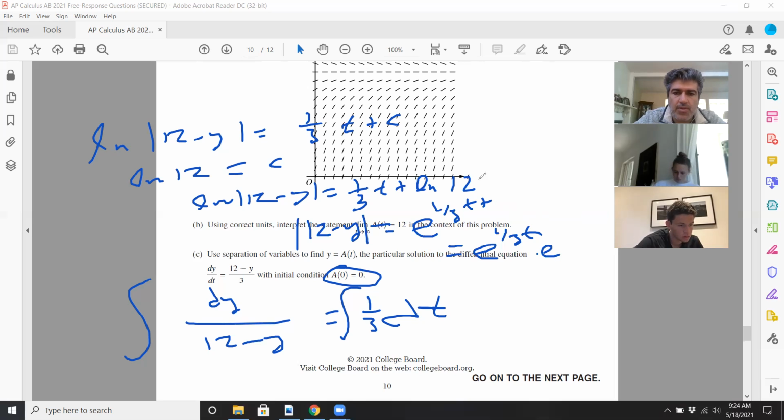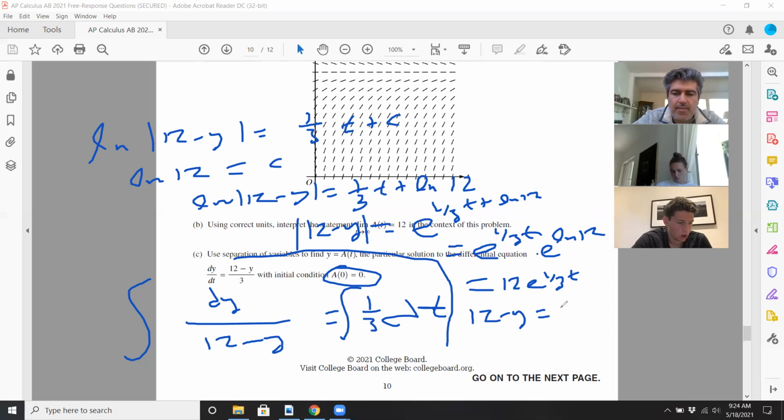Sorry about that. Natural log of 12, which of course is just 12. So you get 12 e^(1/3 t). And then 12 minus y will equal plus or minus that. You get rid of the opposite value.